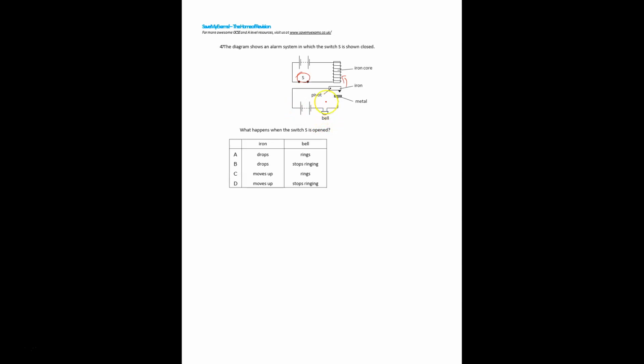When will the bell ring? If you open the switch, current flow is stopped. So what happened? The solenoid is demagnetized and it releases the iron. Iron falls. When iron falls, the secondary circuit is closed. So here is a battery, it supplies current, so the bell rings. So when the switch S is opened, iron drops and the bell rings.